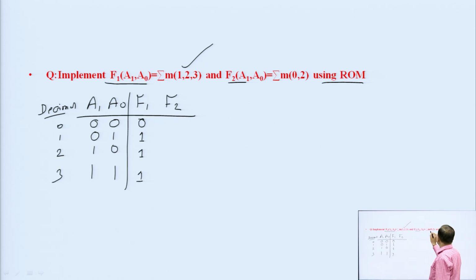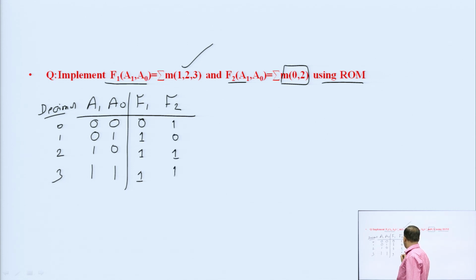For F2, this is for 0 and 2. So for 0 and 2 we will have high output, and for the rest we have 0. Got it. So this function we are going to implement using the ROM.